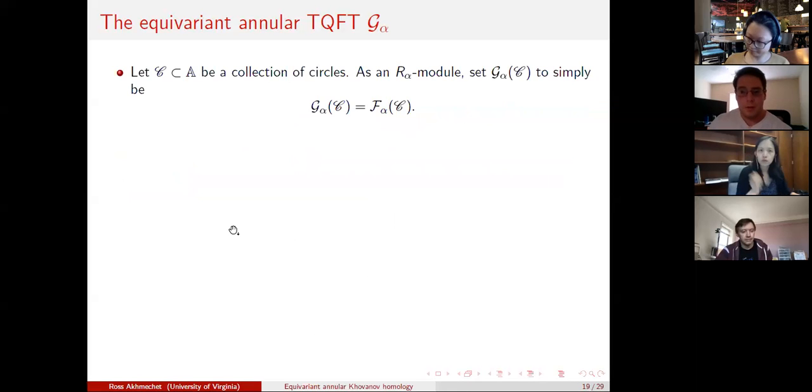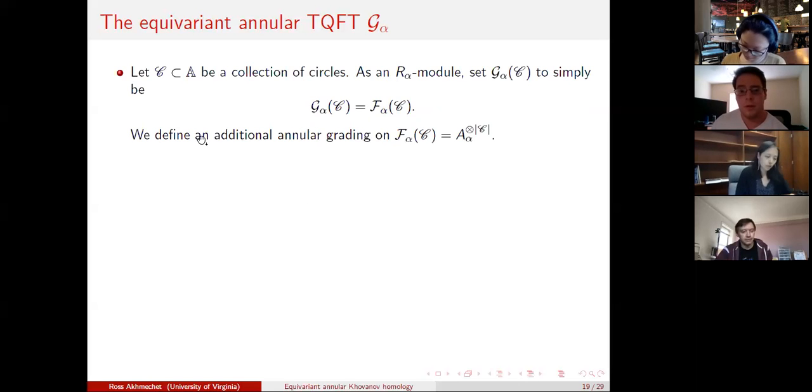Okay, so we're defining this G alpha. Take a collection of circles, something that you see in a smoothing of a link diagram. Just as a module, this parallels the construction I explained earlier. As a module, just apply this F alpha, this TQFT associated with the R alpha, A alpha. So this is the module structure. It's going to have an additional grading. That's the new information. We'll define an additional grading on this module.